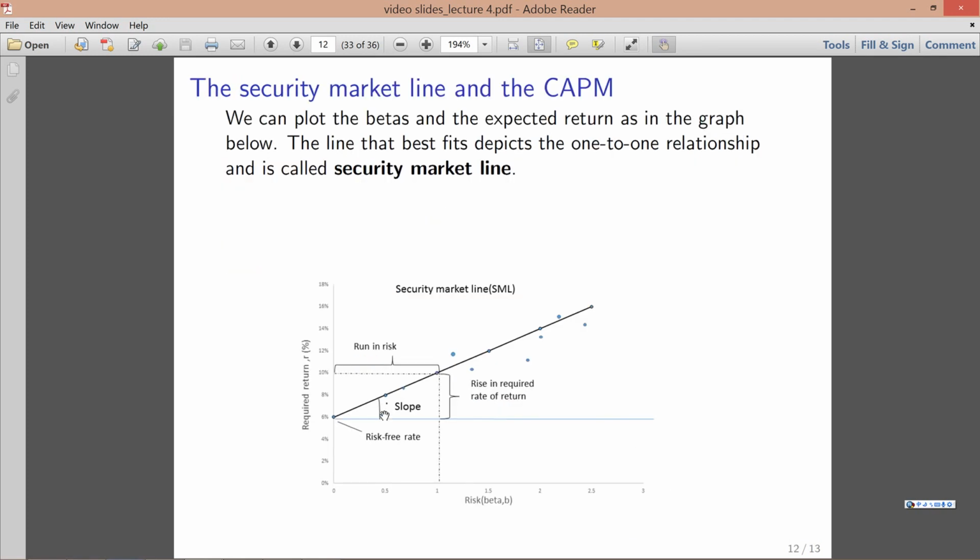Reward to risk ratio, or market risk premium.